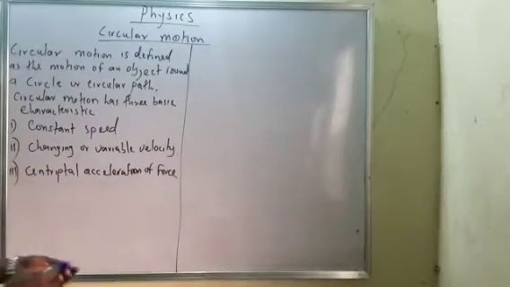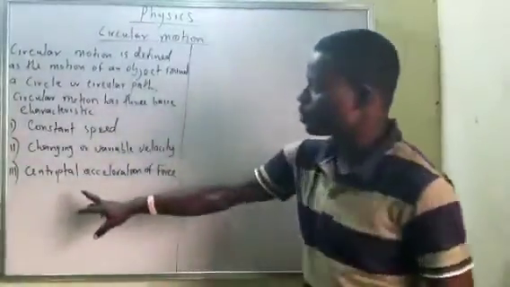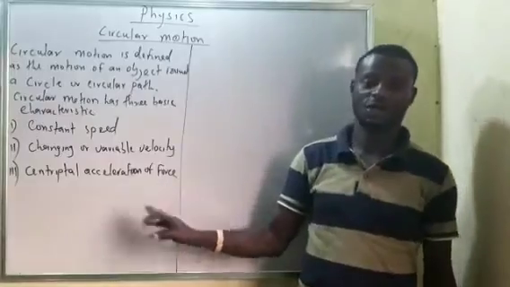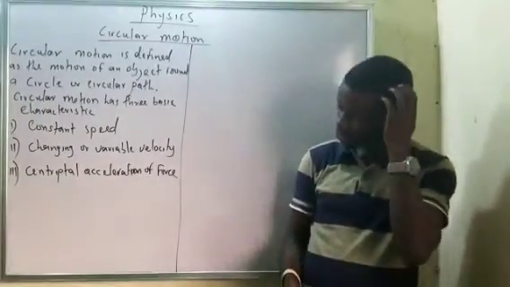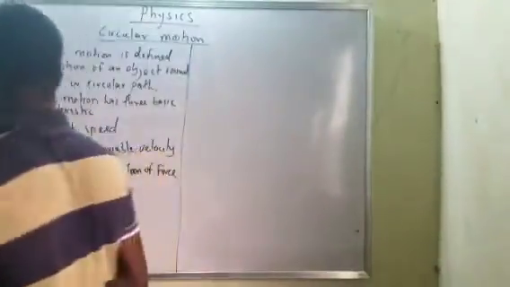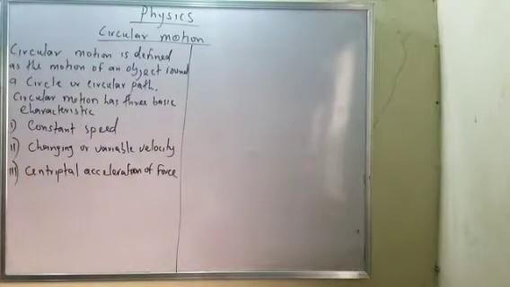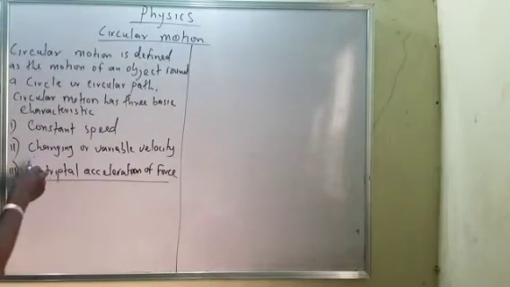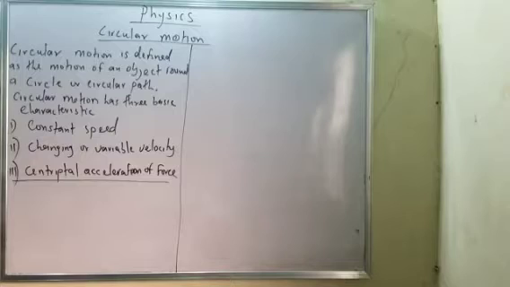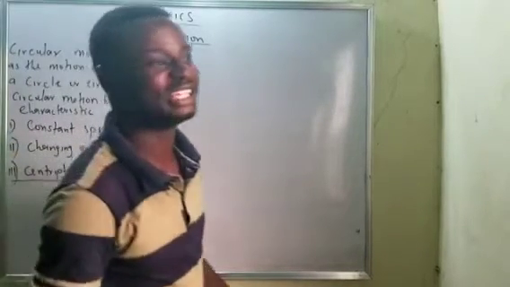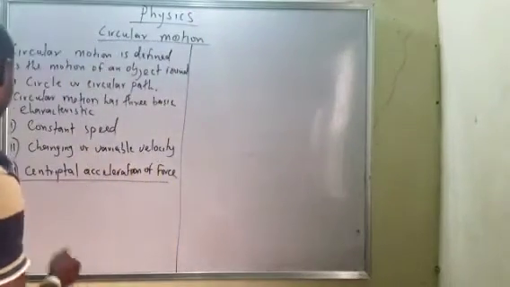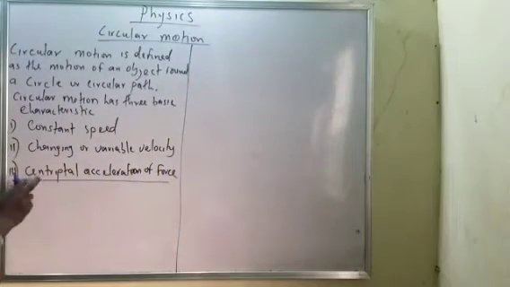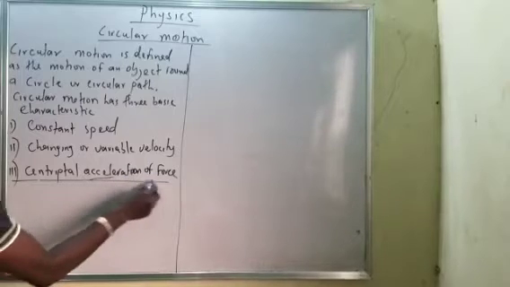Now we can talk about centripetal acceleration, and also we can talk about centripetal force. I will try to expatiate on those things. Very, very important. We know what is called constant speed. We know what is called changing or variable velocity, which is the change between final and initial velocity, the rate of change of velocity. Now, let me quickly emphasize on these two, acceleration and force.